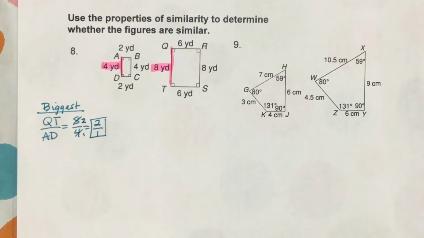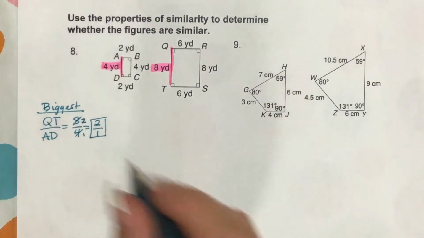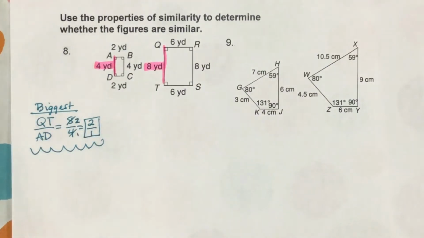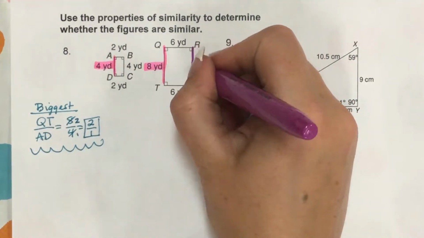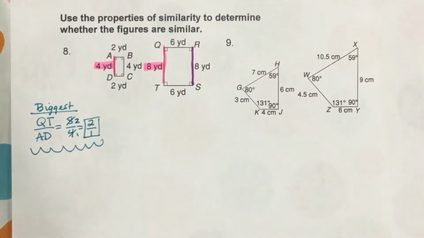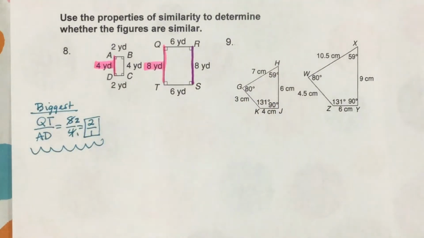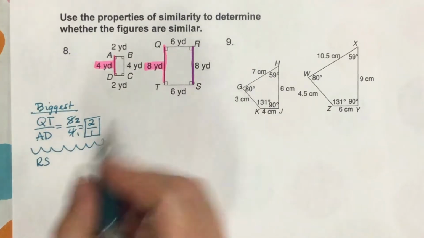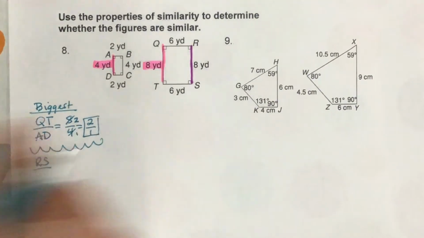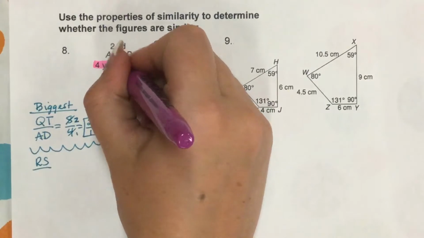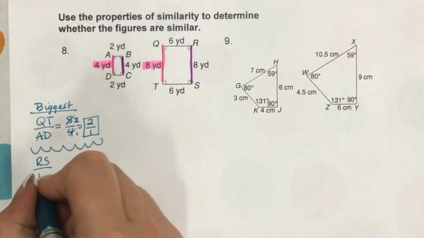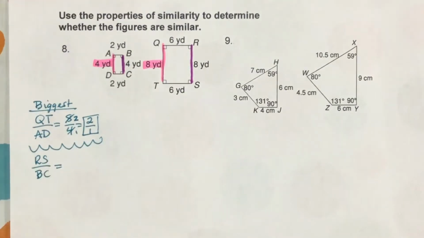Okay, now when I'm looking at this, it has another biggest side. I'm going to do this in 2 parts. The other biggest side is this one over here. This big triangle also has 8. So I'm going to call that RS, and I'm just going to write it below it, RS, because that is also the biggest side, over the BC here. Okay, over BC.